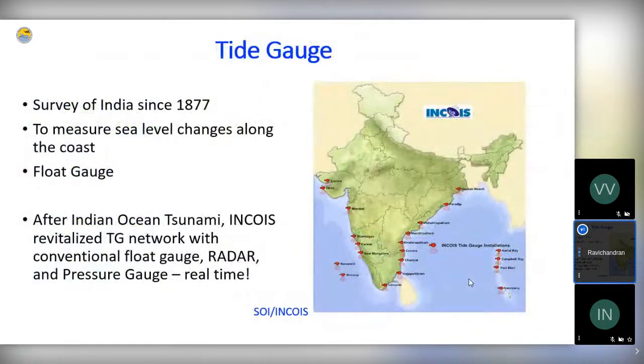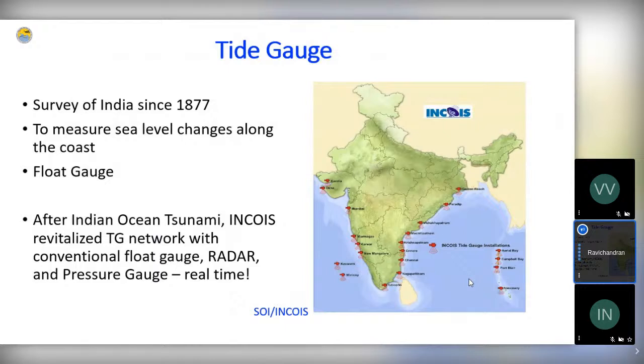In India, the first observation started like any other place, with the tide gauge. The Survey of India started measuring sea level changes along the coast, and the data has been used effectively and efficiently by the global community to understand sea level variations across the globe, as well as in the Indian region and the Indian Ocean region. They started using conventional float gauges at a number of coastal locations. For example, in Mumbai, Haldia and Chennai, some ports have more than 100 years of sea level records available. Many other stations also have a few decades of observations along the Indian coast.